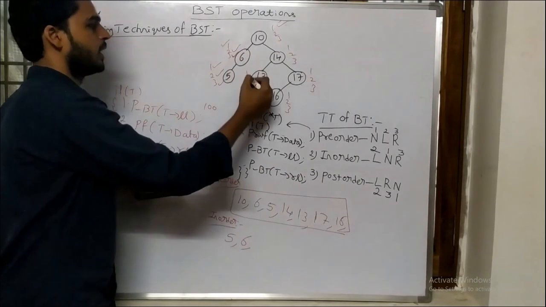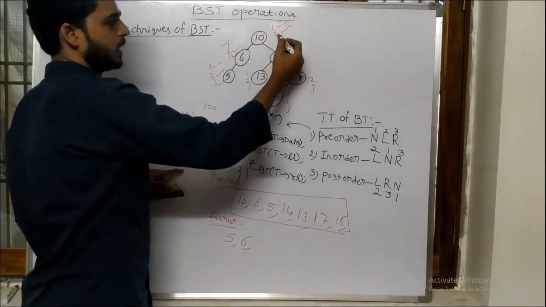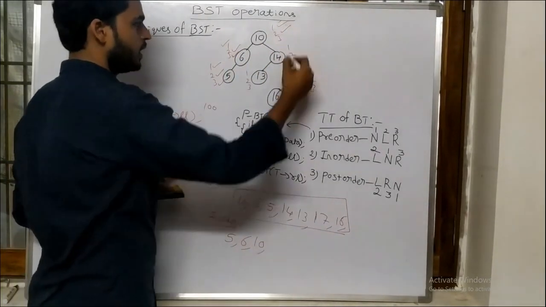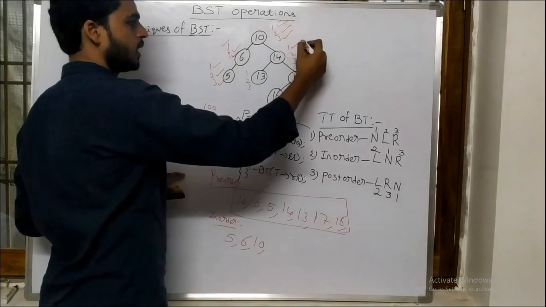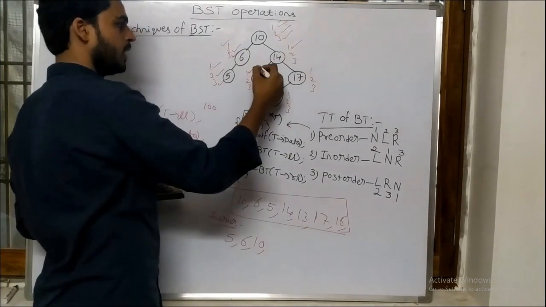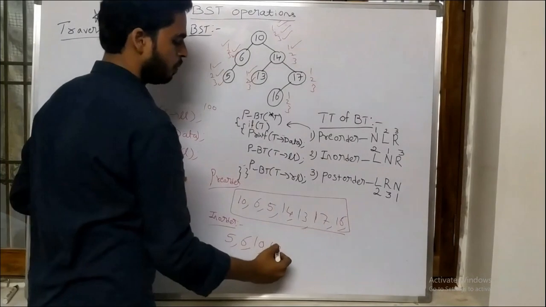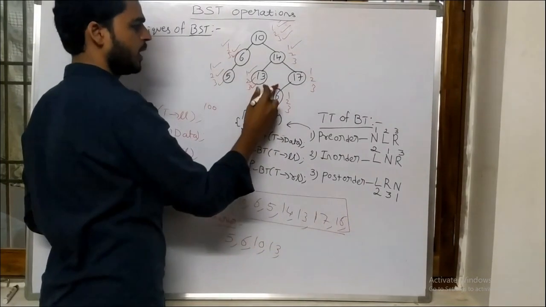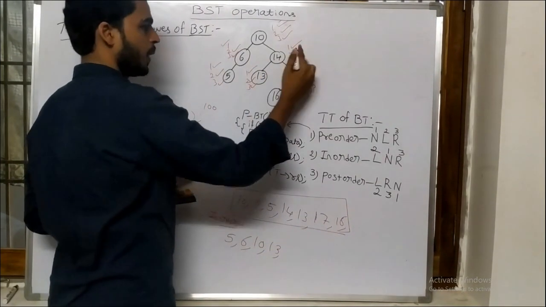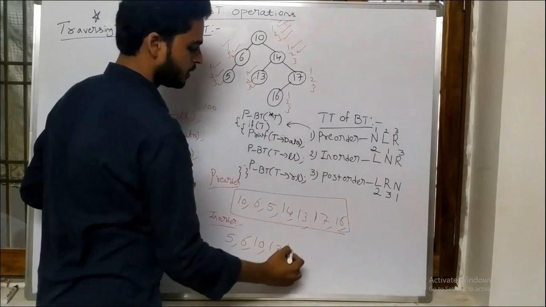Third statement, nothing. Then move to the first. Second statement is printing. Then move to the third statement, that is right click. Then first statement, meaning the left side. First statement, left side, nothing. So we move to the second statement, that is printing. Then third statement, right side, nothing. Then move to the second statement, that is printing.